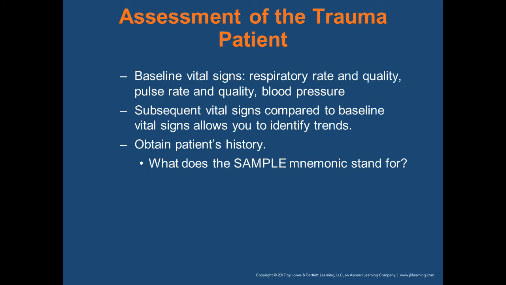We have our baseline vital signs, the respiratory rate and quality. Make sure it's not just how fast they're breathing, but how deep or shallow they're breathing. The pulse rate and its quality, is it shallow, weak, irregular, and then blood pressure. And then we've got our subsequent vital signs that we can use to compare to our baseline vital signs that allows us to identify the trending.